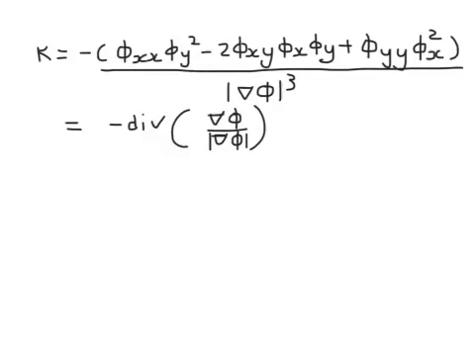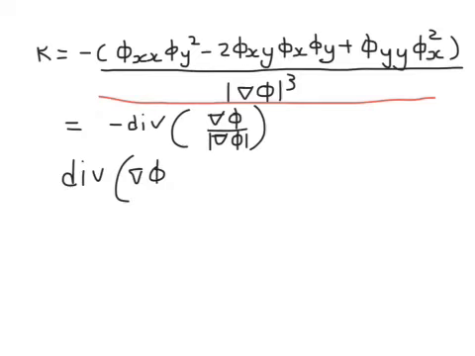Hi friends, in the previous video we saw that the formula of curvature was given by this term here, and then I just said that this is also the negative of the divergence of delta phi by the magnitude of delta phi, but I did not show how this divergence was calculated. So that is what we'll do in this video. Let's get started.